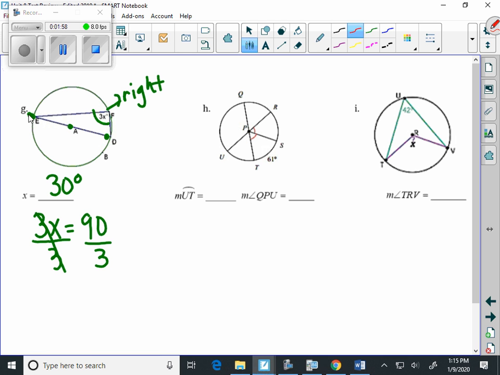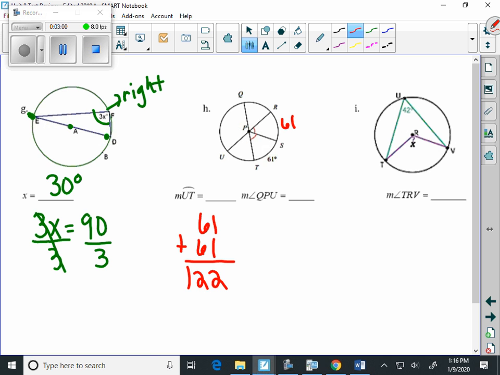Letter H, looking for arc UT, and we're looking for arc QPU. Notice that TS is 61. In this picture we've got a red mark here, and the same red mark right there, which not only means that arc TS is 61, but it also means that arc RS is 61. Both of those central angles have the same value, and consequently their arcs have the same value as well. Once we identify that fact, we can add 61 plus 61, and we get 122.